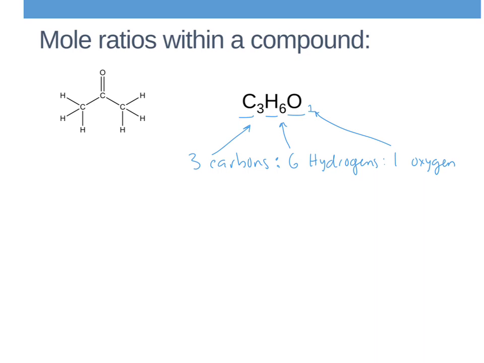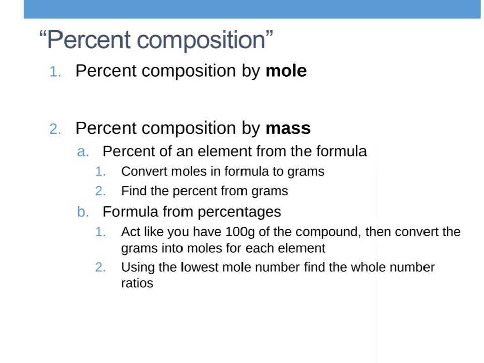Right, because that's simply given by these subscripts, and I know there's not a 1 written here, but really you want to think about there being a 1 behind the O. So that's the ratio of atoms if you're looking at an individual molecule, or if you're looking at that material in general, that's the ratio of moles. For every 3 moles of carbon, there are going to be 6 moles of hydrogen and 1 mole of oxygen. Now, percent composition is just talking about what percentage of that compound are these different elements.